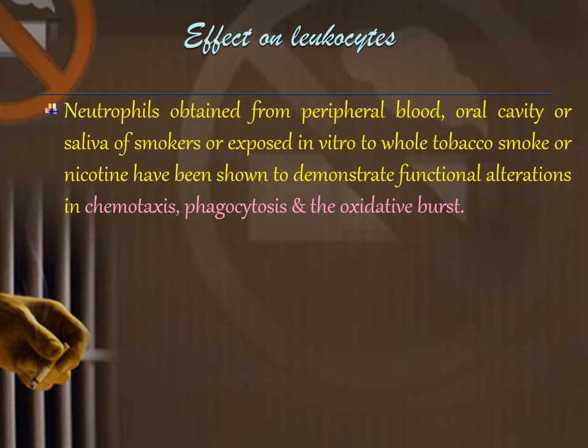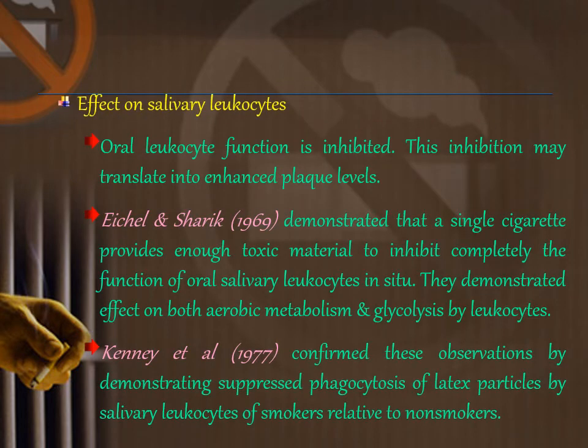Neutrophils obtained from peripheral blood, oral cavity, or saliva of smokers, or exposed in vitro to whole tobacco smoke or nicotine, have been shown to demonstrate functional alteration in chemotaxis, phagocytosis, and oxidative burst. Now we'll see the effect on salivary leukocytes. Oral leukocyte function is inhibited.